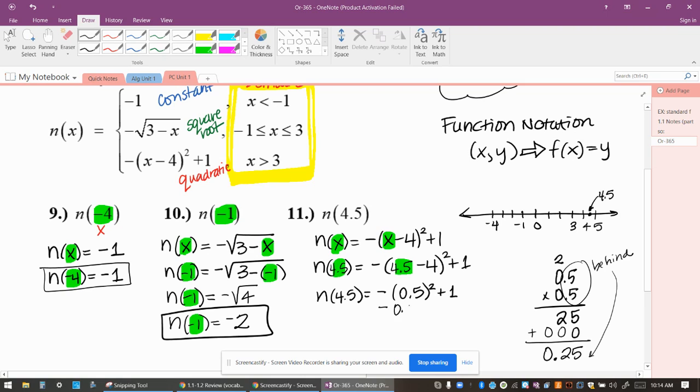So negative 0.25 plus 1. Think like money. What's $1 minus 25 cents? 75 cents. And that's your answer for n of 4.5.